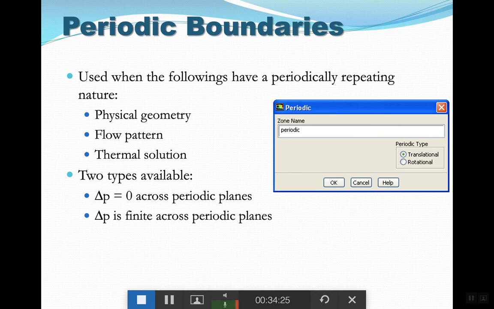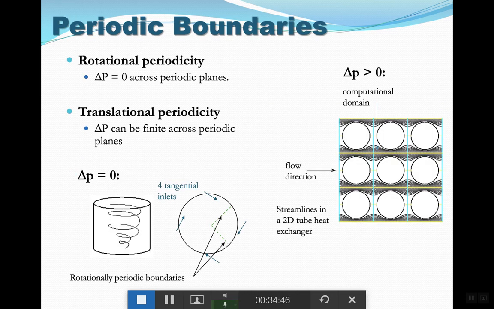One is called delta P0, which means your delta P, the change of pressure across periodic planes, is 0. The second one is that the delta P is not 0, but it's changing with a definite number between periodic planes. Now let's look at what that means.